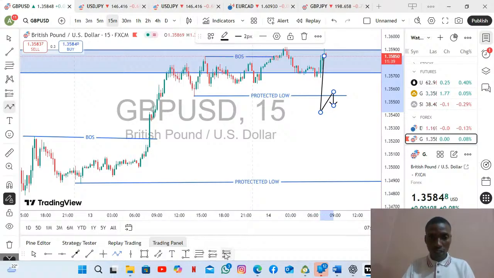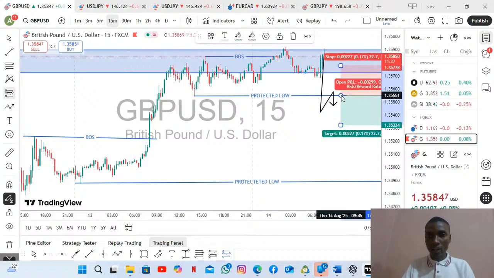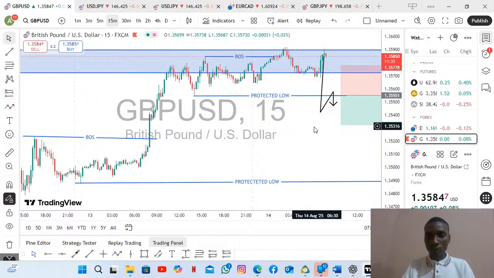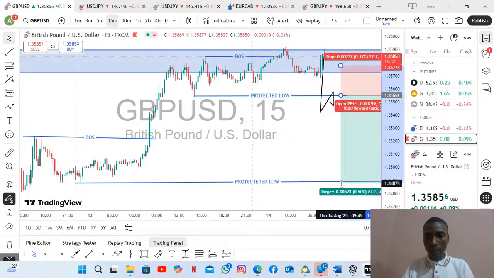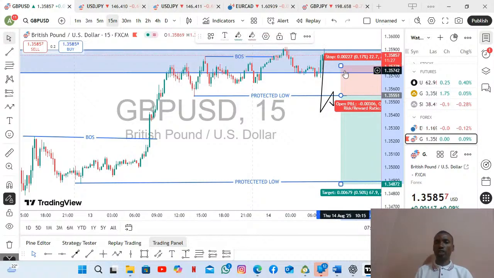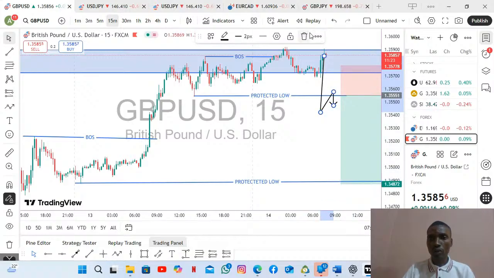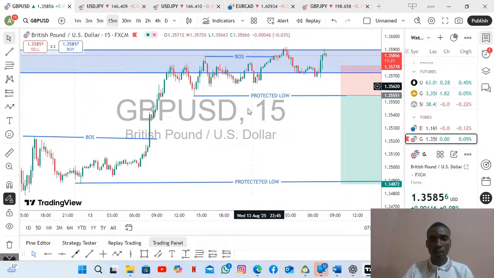We are not going to waste time. And this will be our position. But let's see what price is going to do. Price is still ranging.